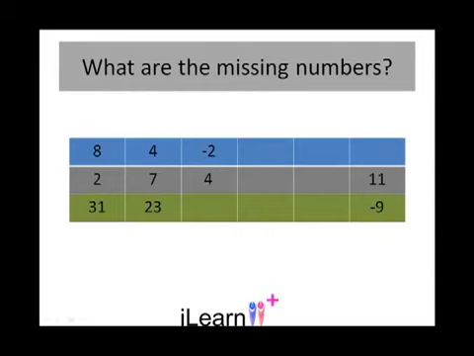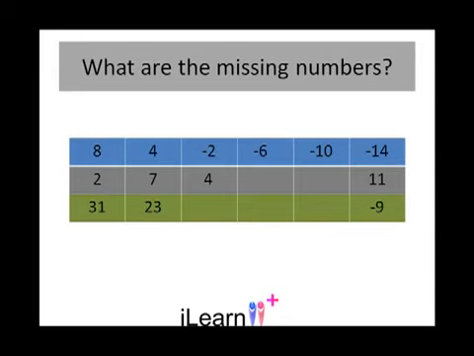What are the missing numbers in these sequences? 8, 4, minus 2, minus 6, minus 10, and finally minus 14. So those are take away 4 each time.